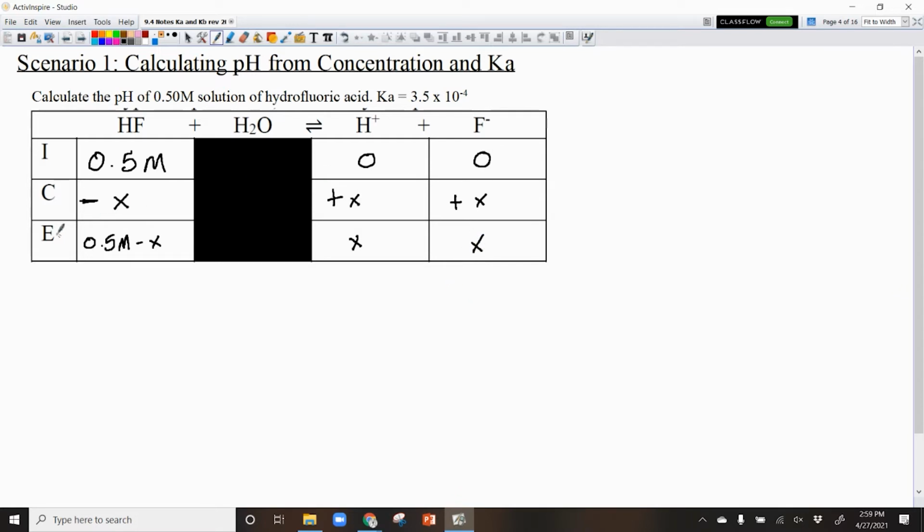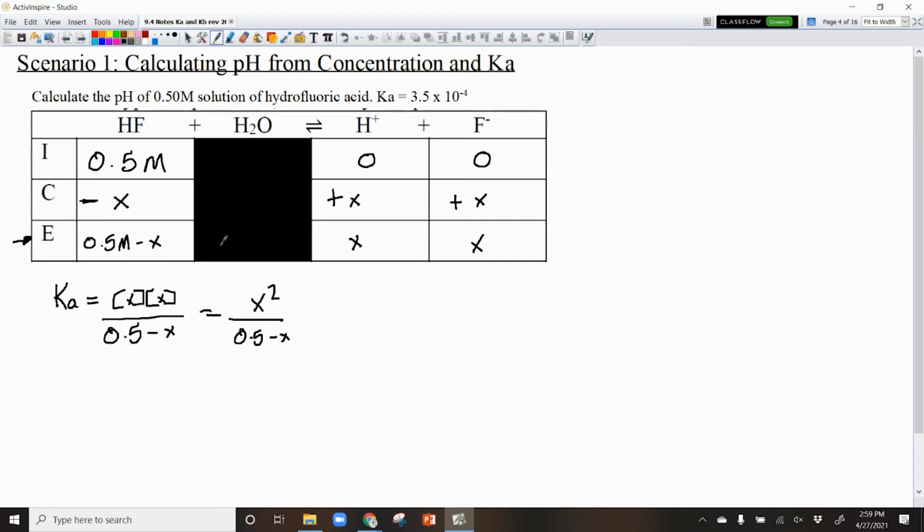All right, and so the equilibrium here is where we write the Ka expression. So we have Ka is equal to 0.5 molar. Oops, products over reactants. So let's erase that. Okay, so product, that's going to be X times X over 0.5 minus X. Okay, so let's simplify this. That's going to be X squared over 0.5 minus X.